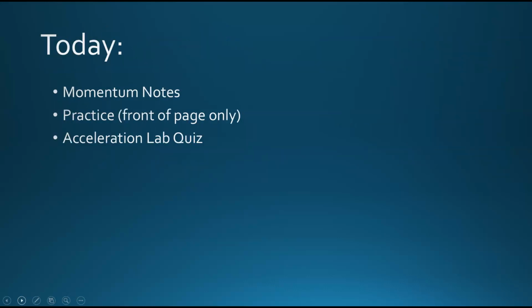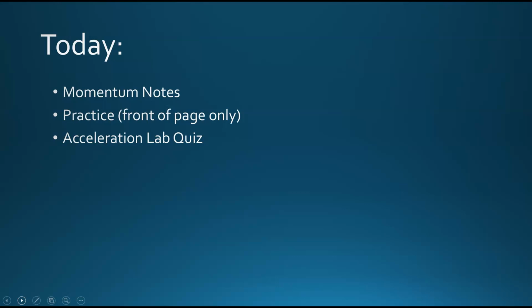We're going to take momentum notes, and then Miss Filler has given you a practice worksheet on momentum. You're going to do the front with those practice problems only. The back, that mini lab, we're going to skip that. We're not going to worry about that today. We'll do that next class when I'm back.